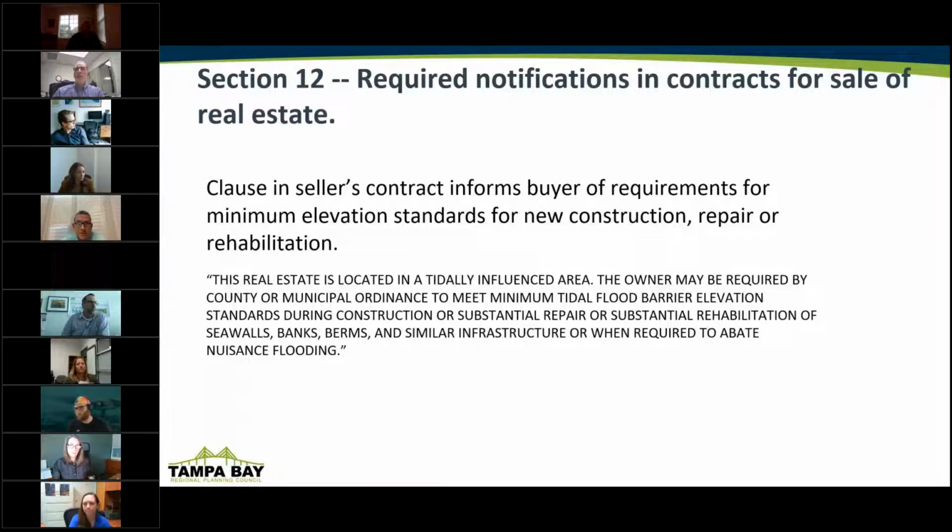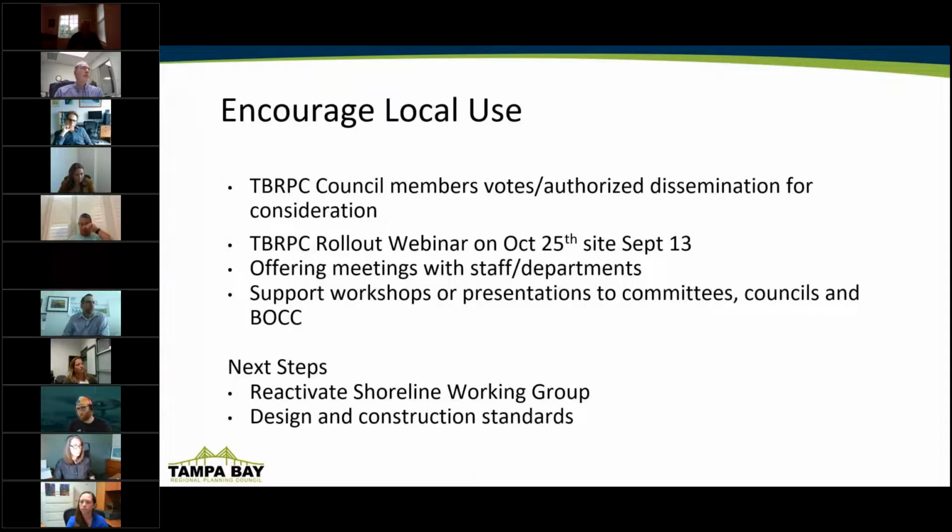So this is the conceptual clause that's actually very productive in helping people understand, if I buy this thing, I have to do something with it because it's crumbling, but what can I do? Can I go to a naturalized or some sort of softened front edge or enhanced front edge with that? So it's just a clarity of understanding of your responsibility as a shoreline owner. So that's the quick summary of it all.